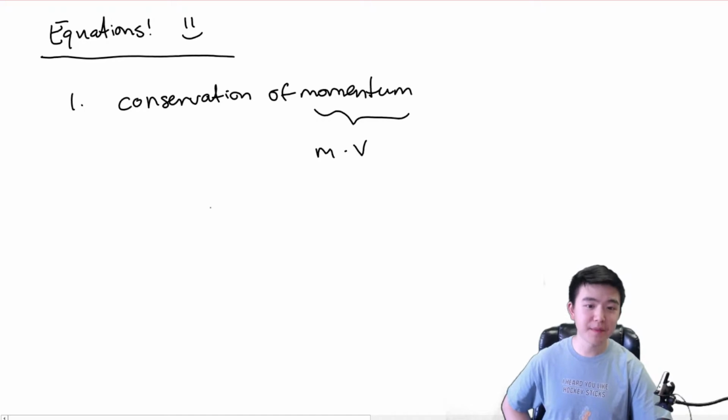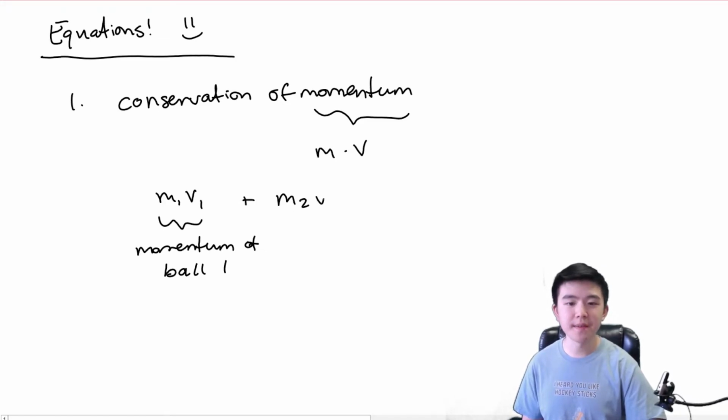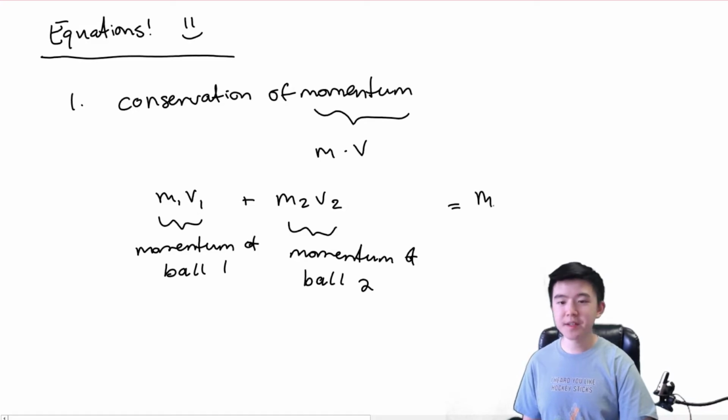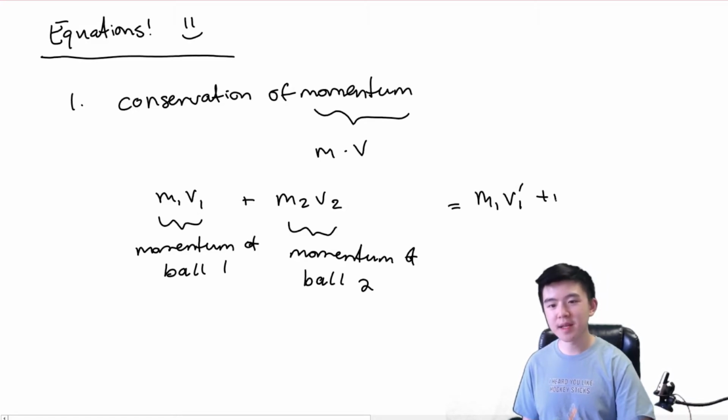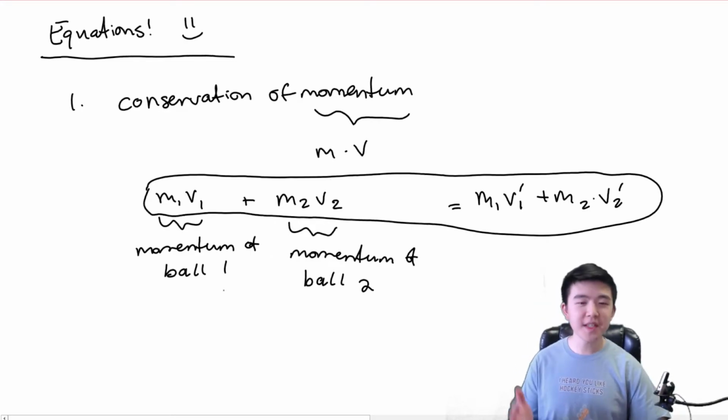So total momentum, what's that going to be? Well, before, it's going to be equal to m1 times v1, this is the momentum of ball 1, plus m2 times v2, which is the momentum of ball 2. And the momentum after is going to be m1 times v1 prime plus m2 times v2 prime. So that's our equation.